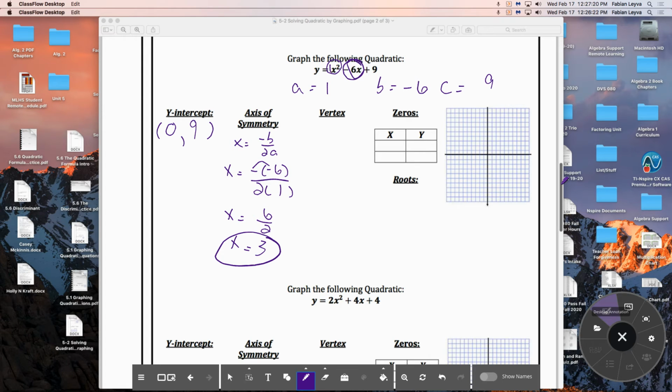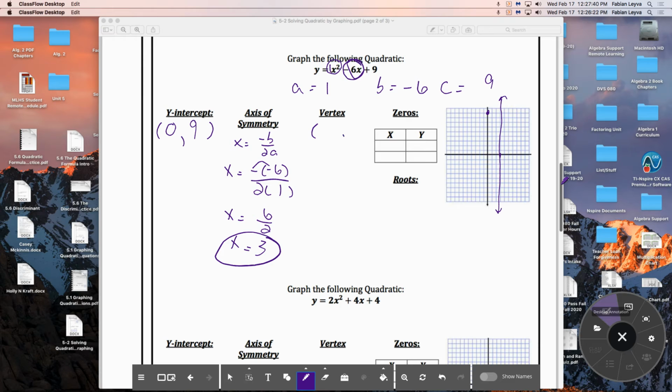All right. Now, what I like to do is find one thing and then go ahead and graph it, actually. Because again, our goal is to graph. We're doing all this work in order to graph. So my y-intercept, 0, 9, is right over here. My axis of symmetry is where x equals 3, which is right over there. And draw it as straight as possible.